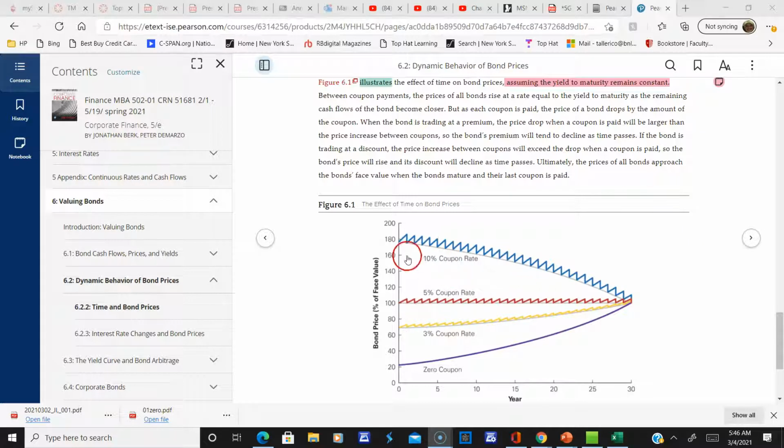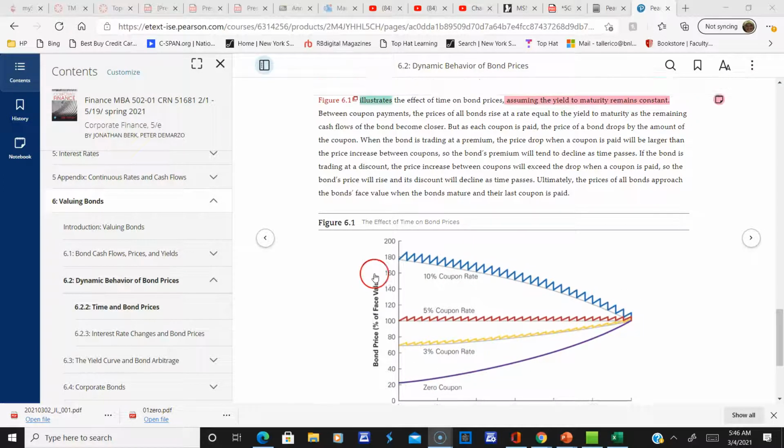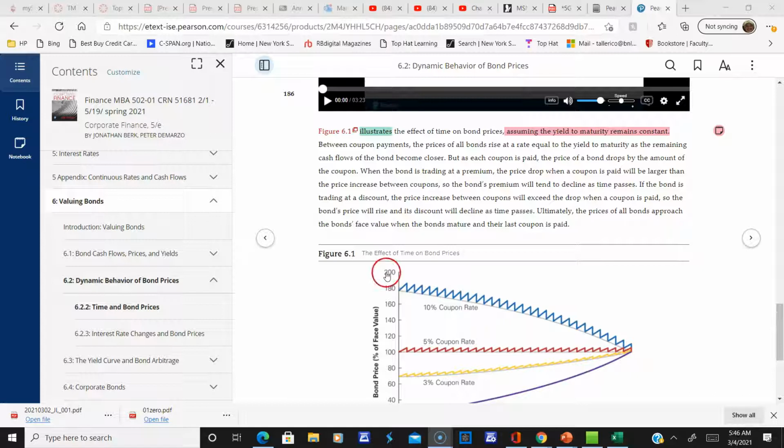In all cases, if it's at a premium, it approaches par, and if it's at a discount, it'll approach par, and if it's at par, it'll stay at par, but it doesn't do so cleanly. It's got the sawtooth pattern, and that's due to the coupons. You'll notice here for the zero coupon bond, it's a nice even flow, because there are no coupons, of course.